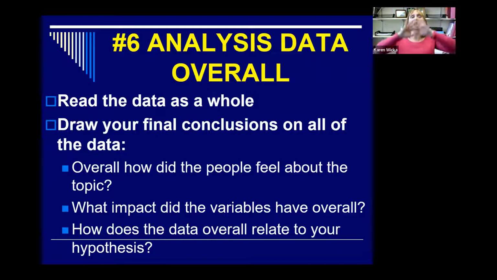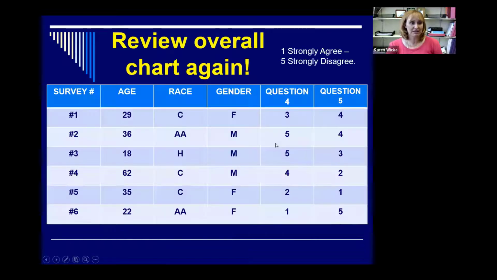So overall, when you look at all the data as a whole, what are your conclusions on your data? Overall, what did people think about your topic? Overall, did the variables have an effect? Not just on one individual question, did it have an effect overall? And how does it overall relate to your hypothesis? Because one question could relate one way to your hypothesis, but the data as a whole could really be different, okay? So those are the things you want to consider.